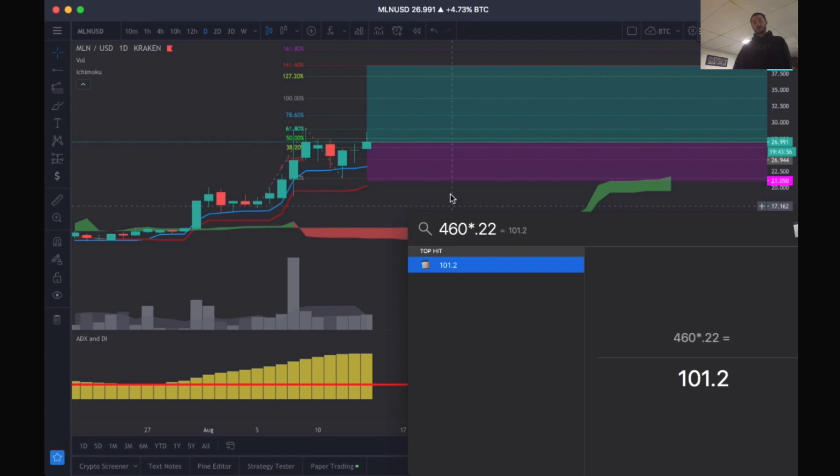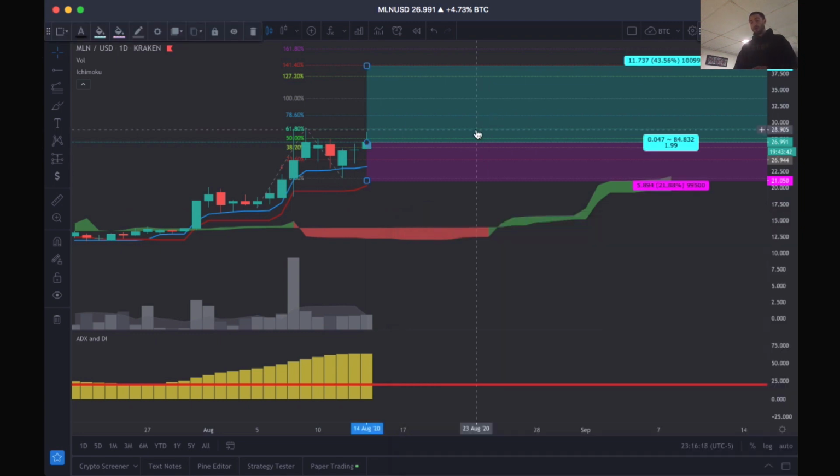I'm going to put in 460 right here, and I'm going to lose $100 if it goes down and touches this line right here. But if it goes back up to 44, I'm going to get $200. But it has to go all the way up here, and it cannot at any point in time come down and touch that line.